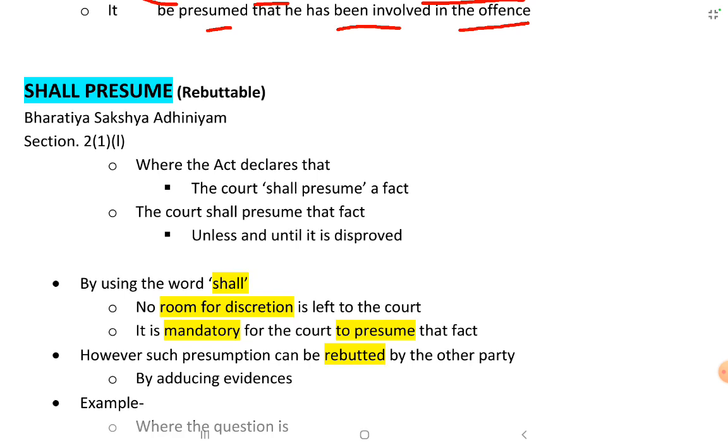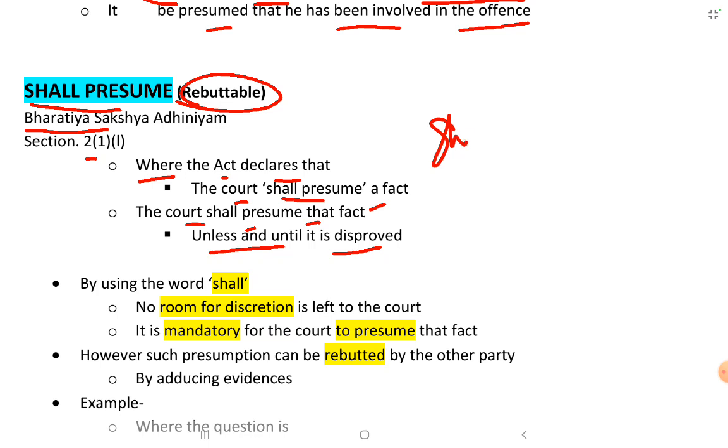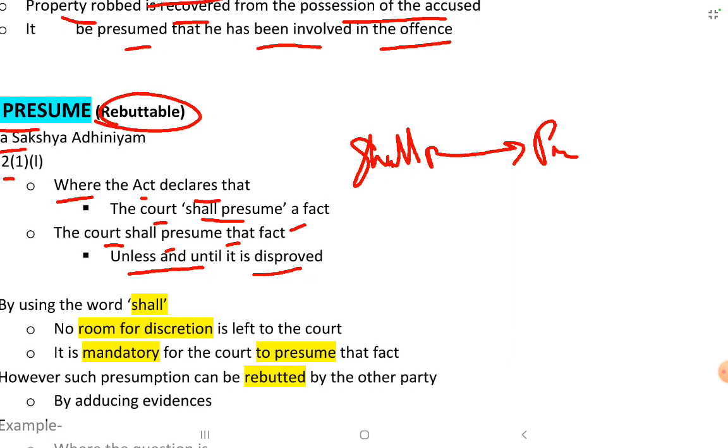Now comes shall presume. It is rebuttable. Its definition is given in Bharatiya Sakshya Adhiniyam section 2(1)(l). It says, where the act declares that the court shall presume a fact, the court shall presume that fact unless and until it is disproved. It says, somewhere it is written shall presume, then the court has to presume that fact until and unless it is disproved. That is, until and unless rebuttal is given, there is option of rebuttal.